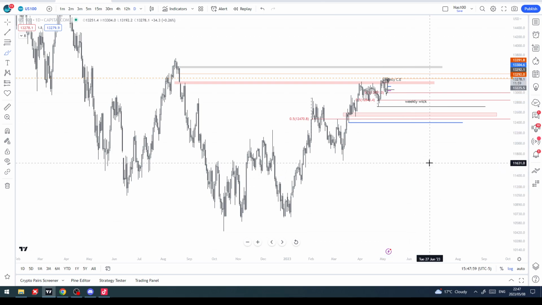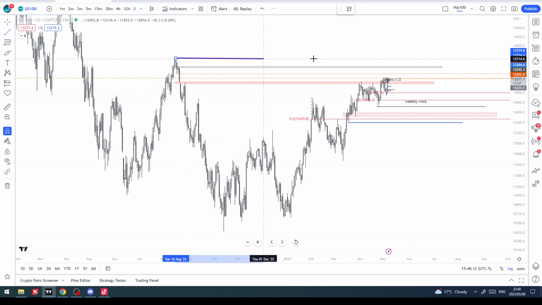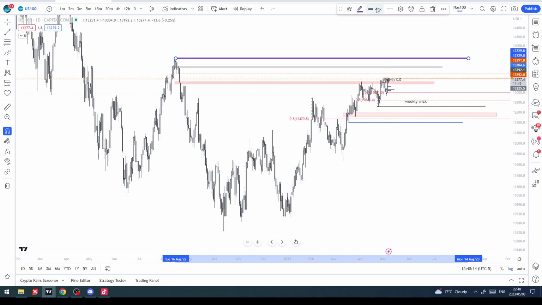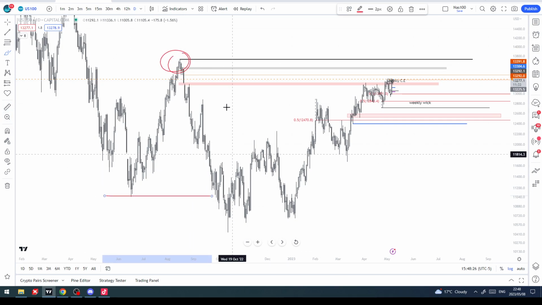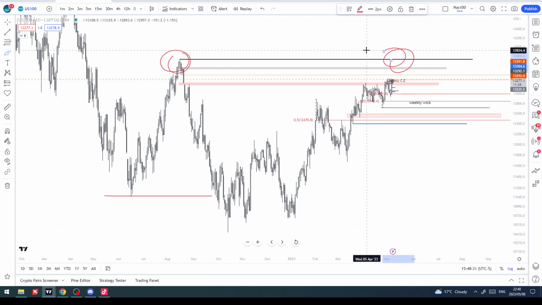Expectations. Now, 13,726 is what we had our eye on for I don't even know how long now. Months, not a year, a very long time. What's interesting about this, besides being an inducement level where it was the high created before the break of the low, is that it houses liquidity. We need to take this. We can't be super bearish if we don't take this.